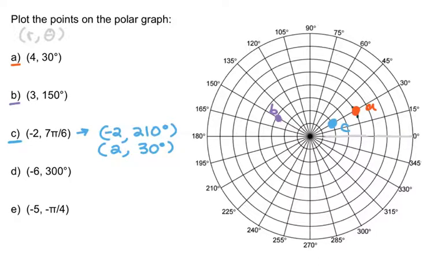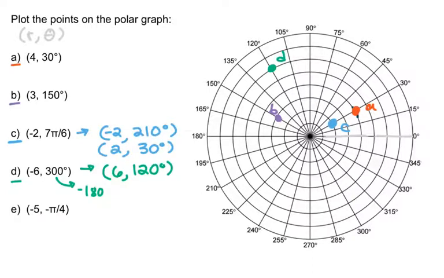Let's try that again. For D, we have -6 and 300 degrees. Well, if I want to turn that to a positive radius, then I will subtract 180 degrees, which gives me 120 degrees. So we go to 120 degrees over here, and we're going to count out 6 rings. We've got 1, 2, 3, 4, 5, 6. So there is point D.